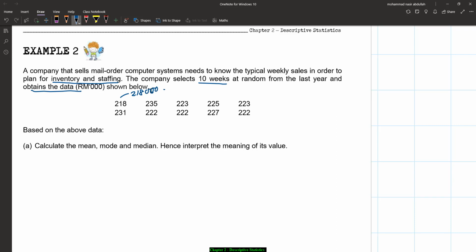So basically we have 1, 2, 3, 4, 5. We have n equal to 10. So we need to find mean, mode, and median. Let's find mode first because this is very simple.